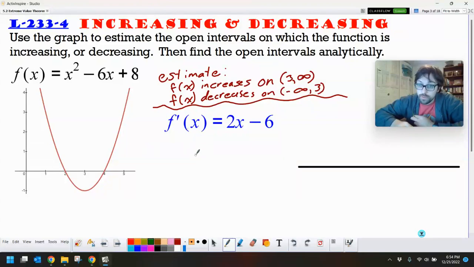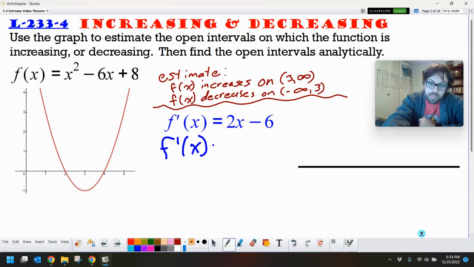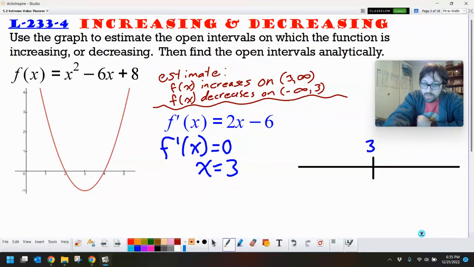What about if we use derivative stuff? So I found my derivative of this. I first want to find that critical value. When does this thing equal 0? Well, f prime of x equals 0 whenever that 2x minus 6 equals 0. Well, that'll be at x equals 3. So then what I do is I come over here and I do just a simple number line. And I put 3 on that number line.